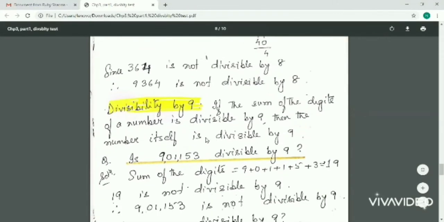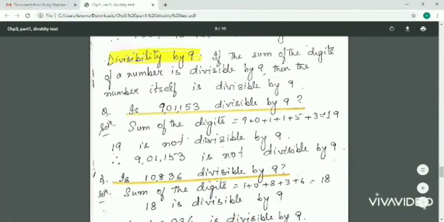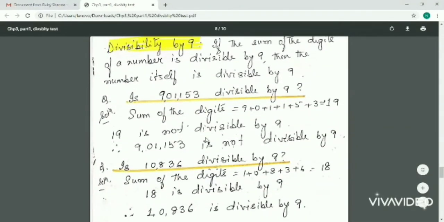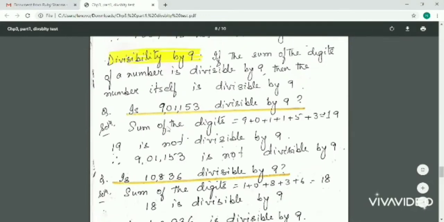Now for divisibility by 9, it is same as divisibility by 3. Here also we have to check the sum of the digits. So you have to learn all this and then you do this example: whether 9,01,153 is divisible by 9. So you have to find the sum of the digits, which is 19.